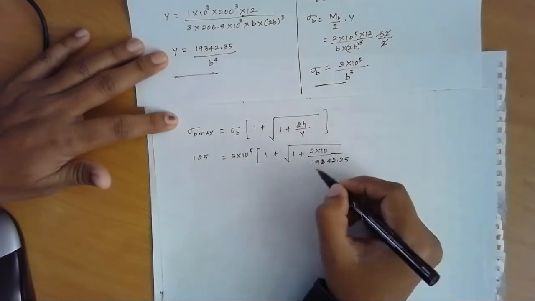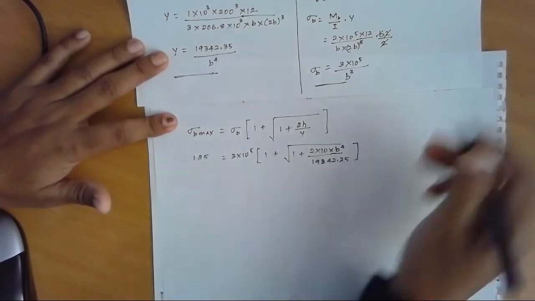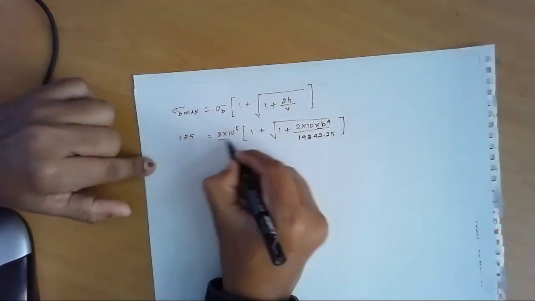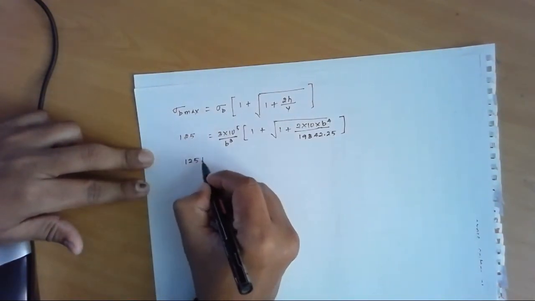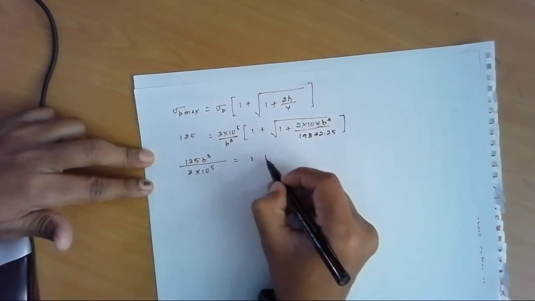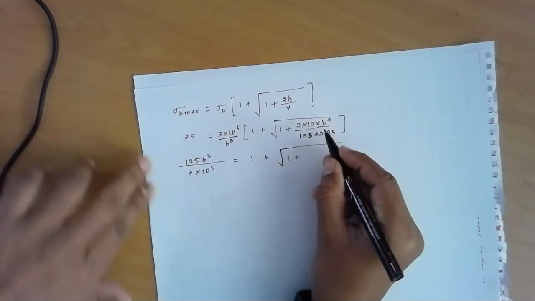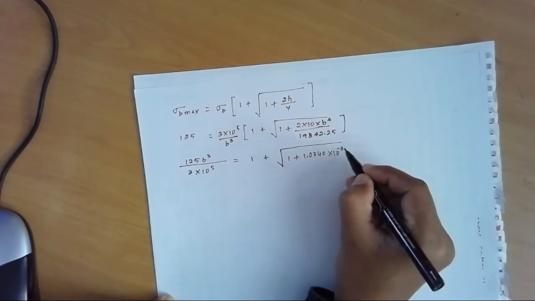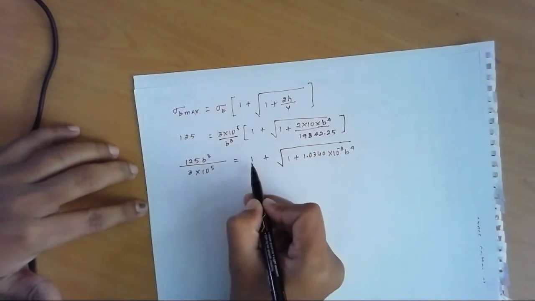19342.25 divided by B to the power of 4. So now we can take that B to the power of 4 into the numerator here, and on simplification, again this divided by B cube, so we can simplify this, which is 125 B cube divided by 3 into 10 power 5, which is equal to 1 plus under root, and entering this value, which is 1 plus, on simplification this value becomes 1.0340 into 10 power minus 3 divided by B to the power of 4, into B to the power of 4. Now this is the entire value, so now I will take this to the other side.